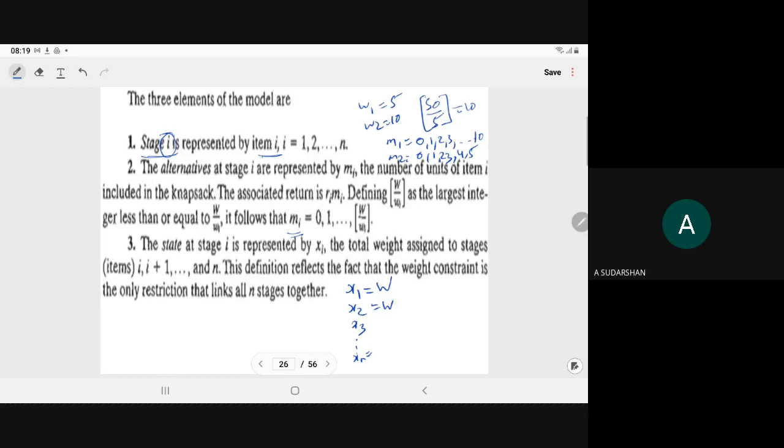Anyone? W minus w1 m1. Correct. It will be W minus w1 m1. Similarly, x3 will be W minus w1 m1 minus w2 m2. So similarly, we have to proceed. We have to update the state. So that is the state variable that links all the stages.